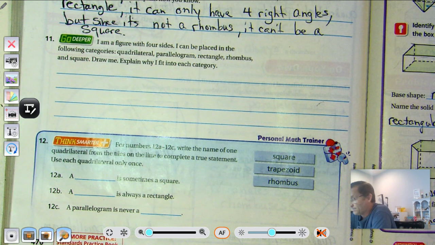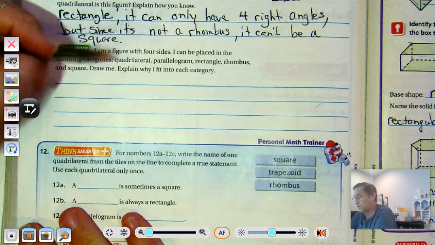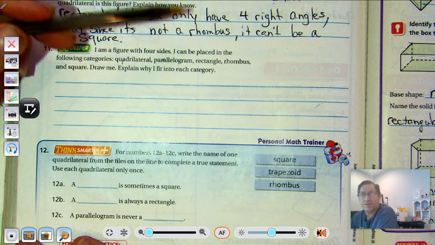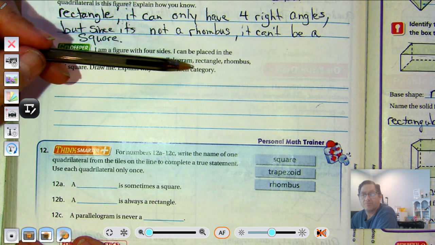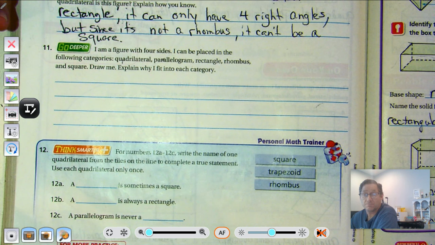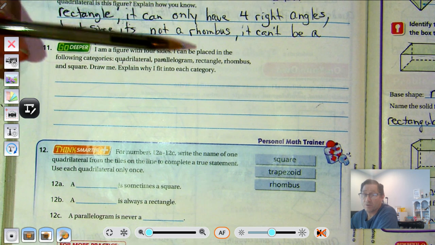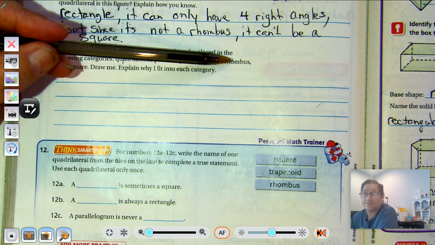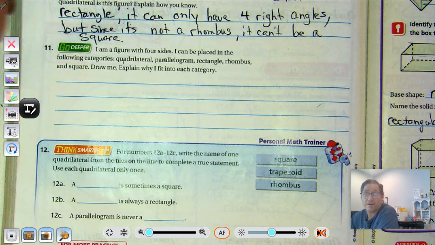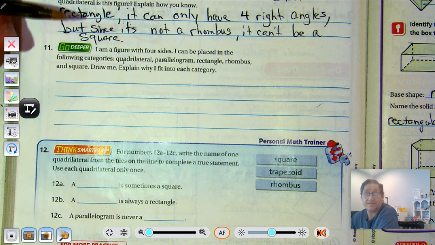I am a figure with four sides. I can be placed in the following categories. Quadrilateral, all right. Parallelogram, so that means opposite sides are parallel. It can be a rectangle, so that means it has to have four right angles. It can also be called a rhombus. That means it has equal sides. Well, if it has equal sides and it can be called a rectangle, that means it's a square. And it's a square. So draw me. Explain why I fit into each category.